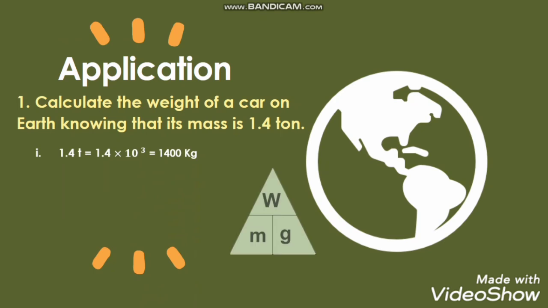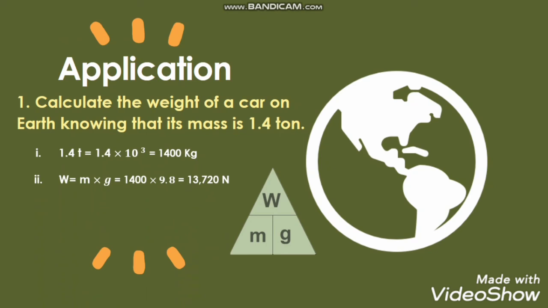Let's remember the magic triangle. Now, we want to calculate the weight, so we cover the weight to get the relation. It's weight equals mass times gravity, equals 1400 times 9.8, the gravity on Earth, equals 13,720 Newton. Just remember the SI unit of mass is kilogram and the SI unit of weight is Newton.